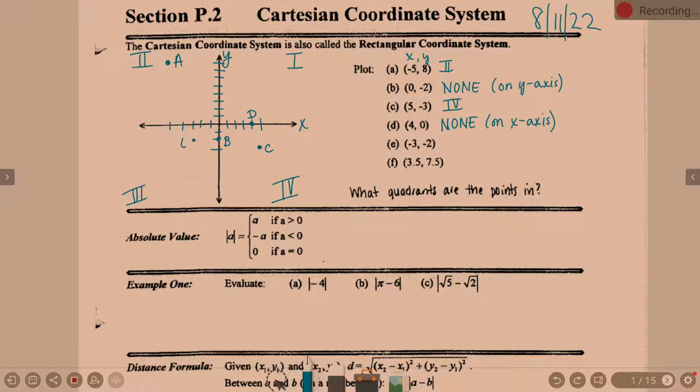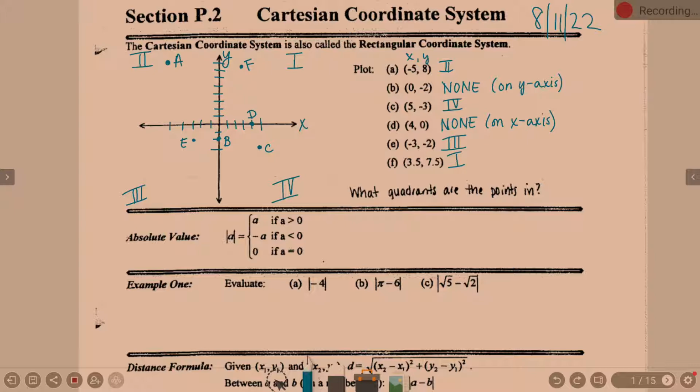Left 3, down 2. That's point E, and point E is in quadrant 3. And 3.5, 7.5. Quadrant 1, we're going to go right 3.5, up 7.5. I think I got that in the right area because I think that other number was 8. And that puts me, as we said, in quadrant 1. Okay, that's your review. Yes, we're good. Piece of cake. Been doing that for years.